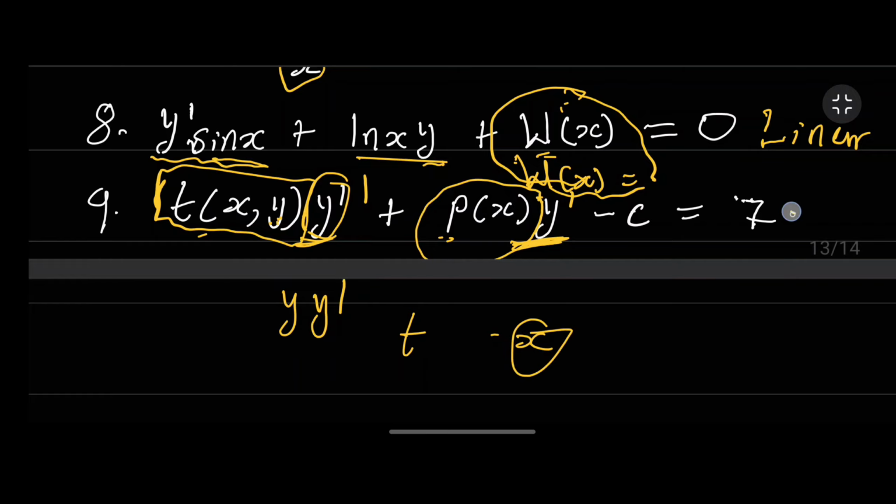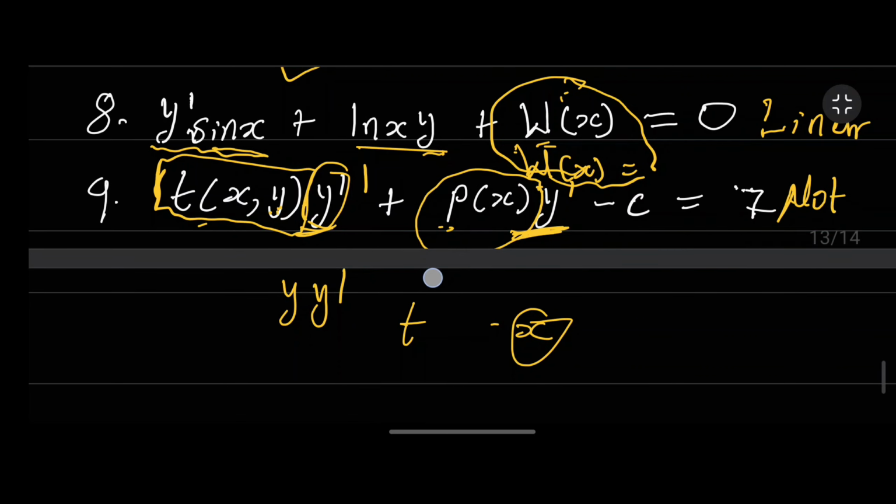Right, good. So this is not linear. Not linear. At least not, on a first glance, this is not linear. This is not linear because of this t of xy function over here.